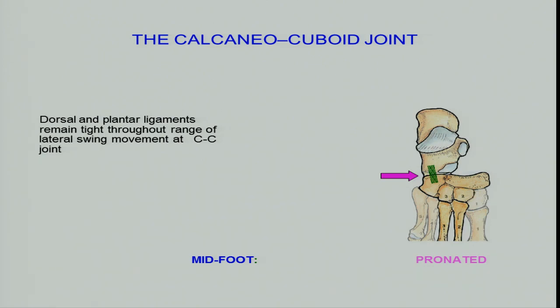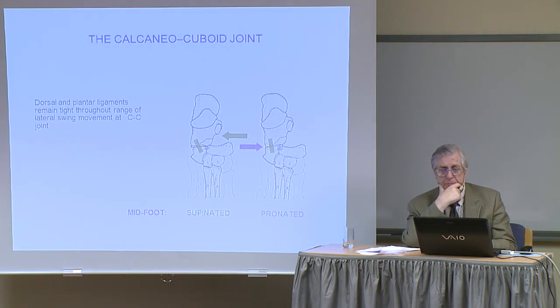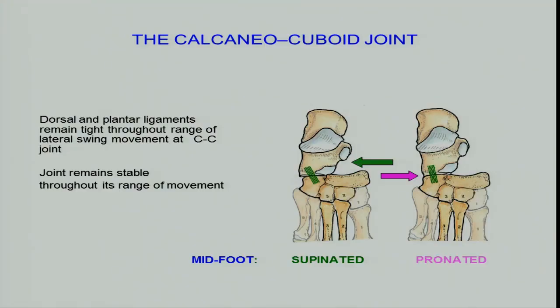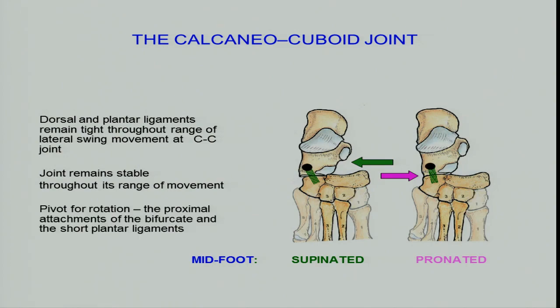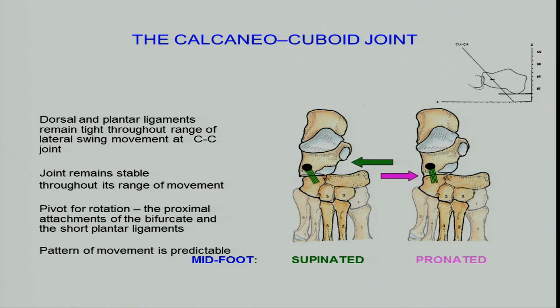The plantar and the dorsal ligaments of the calcaneo-cuboid joint remain tight throughout this range of movement, and this is well documented. The joint therefore remains stable throughout its range of movement. Calcaneo-cuboid. The movement is pivotal around the proximal attachments of these dorsal and plantar ligaments. The pattern is predictable. The distal bone with outward angulation undergoes supination, internal rotation, plantar flexion.